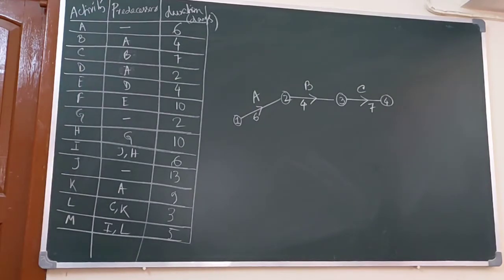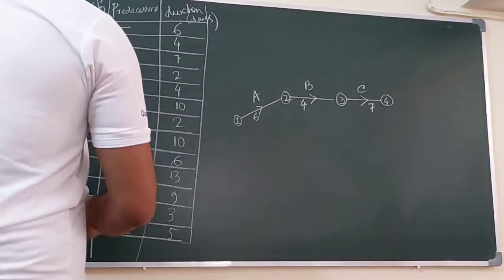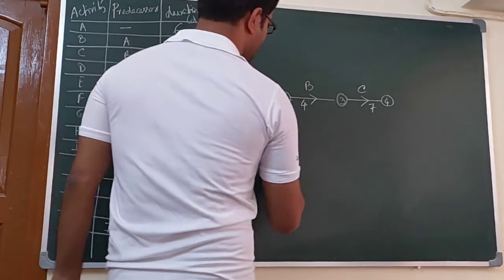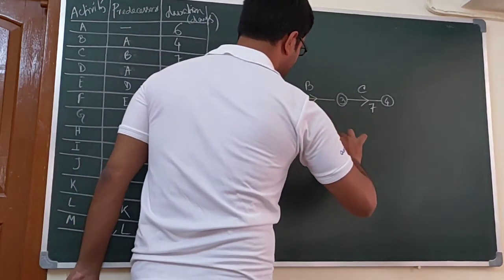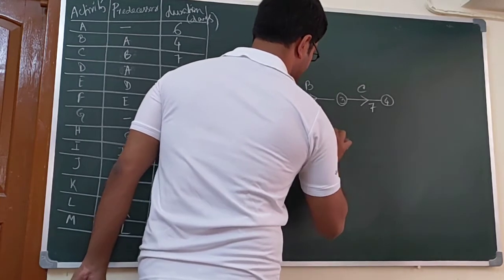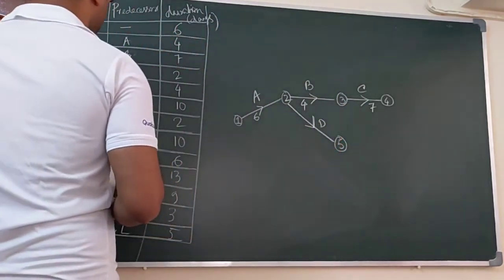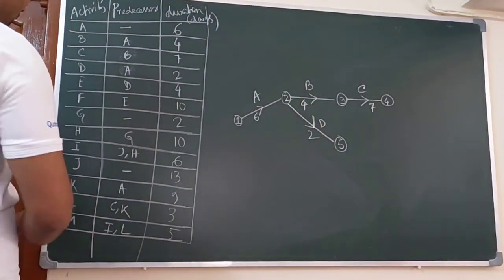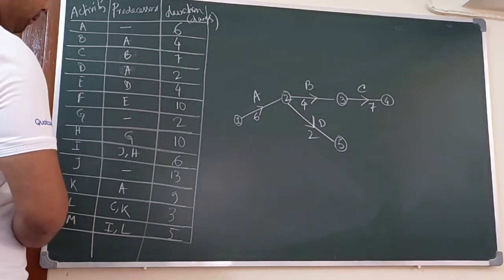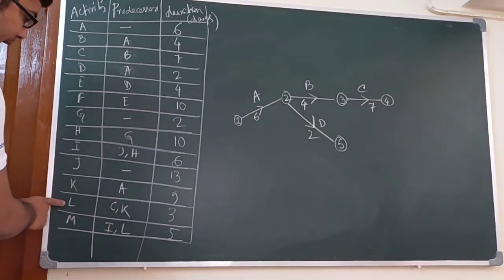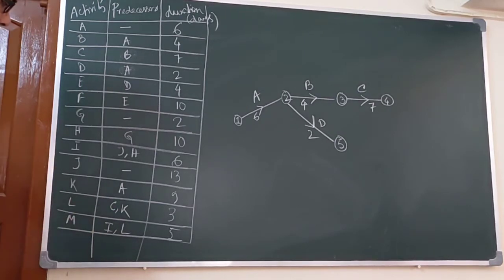Next, D comes from A. Let this be D, and the duration is 2. Again, K comes from A, and L comes from C and K.